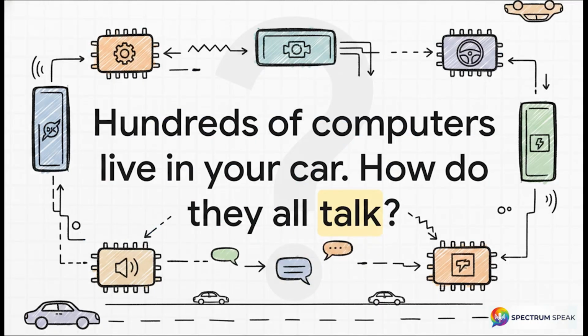So that's the big question, right? How do all these separate little brains, often made by totally different companies for totally different jobs, speak the same language and do it fast enough to keep you safe on the highway? Well, let's break it down.